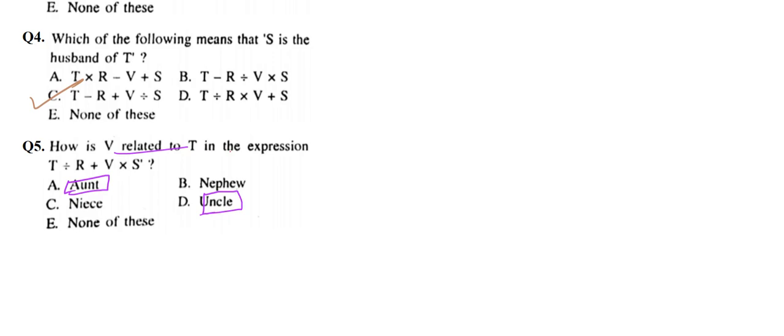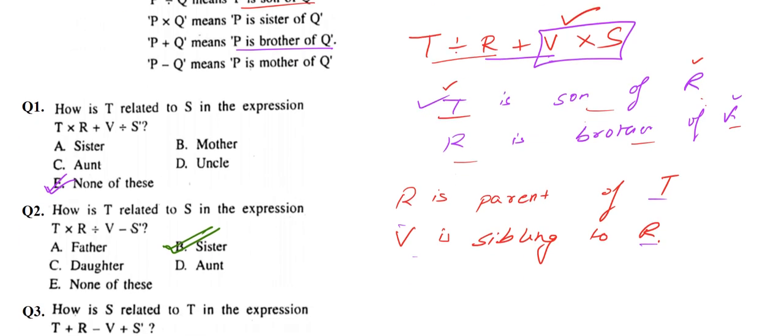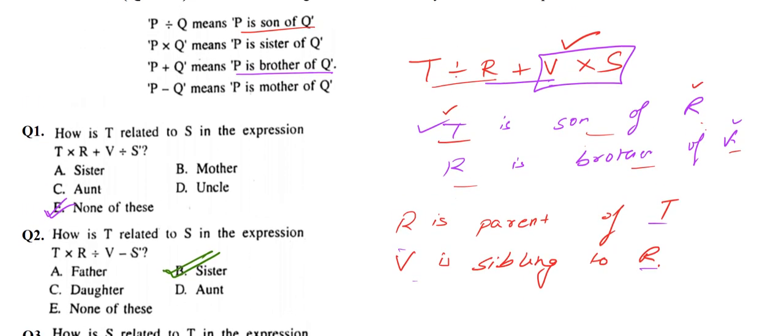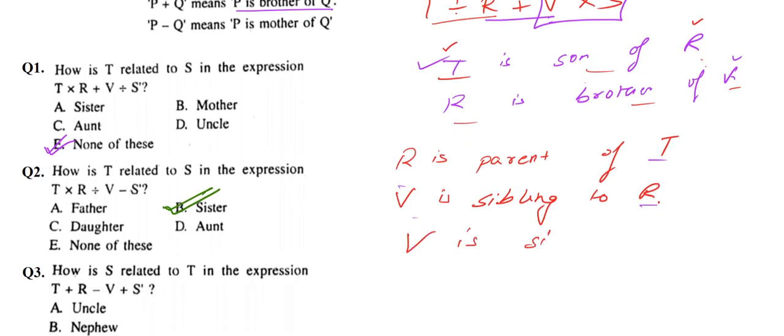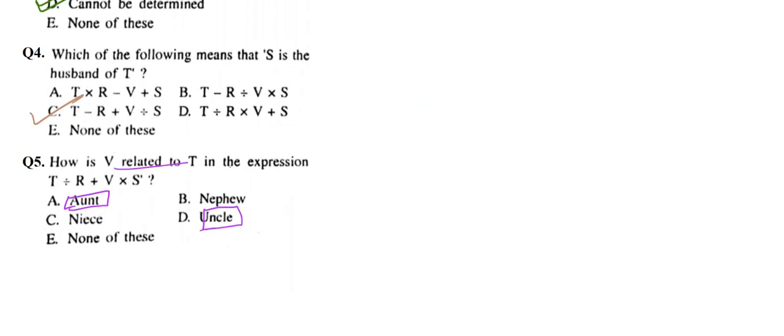For this, what we need to do is we need to consider S also. We have the last relation V into S. V into S means V is sister of S. So from this we have come to know the gender of V. Since V is sister, which means V is female and V is sibling to R, whereas R is the parent of T. So V becomes the aunt of T. So the answer won't be uncle, the answer will be aunt. So our answer will be option number A, which is aunt.